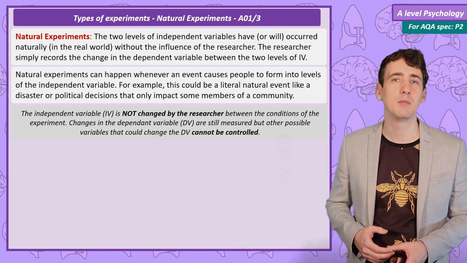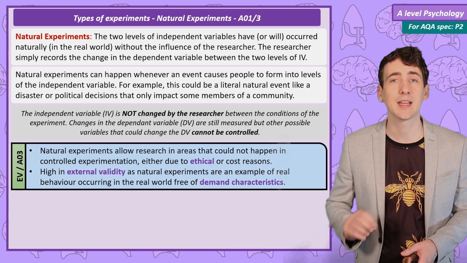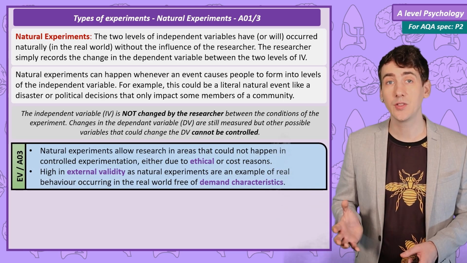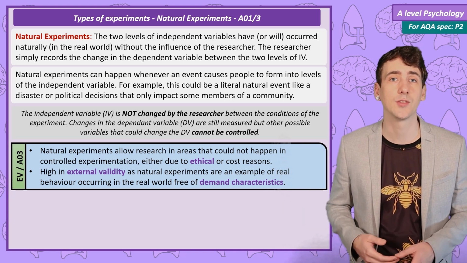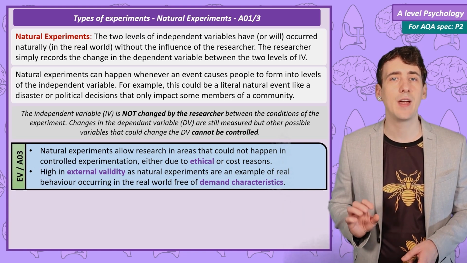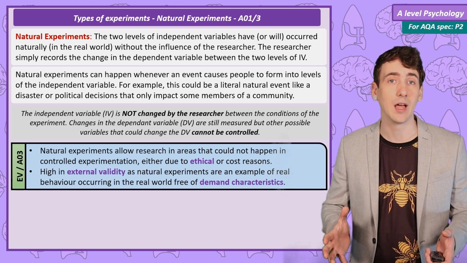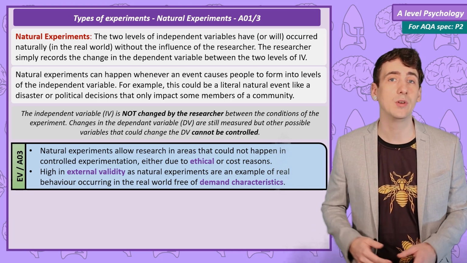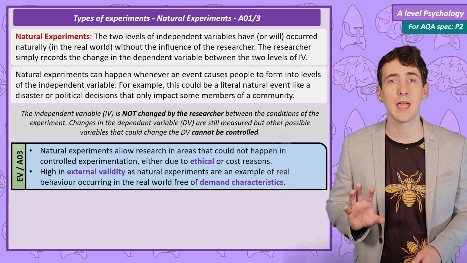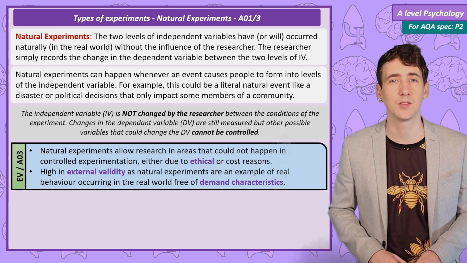One strength of natural experiments is that it allows research into areas that could never be done otherwise, either due to ethical reasons like Rutter or cost. Also, natural experiments are very high in external validity. These changes have happened naturally in real life and would have happened with or without the researcher. So any changes in behaviour can't be the result of demand characteristics.